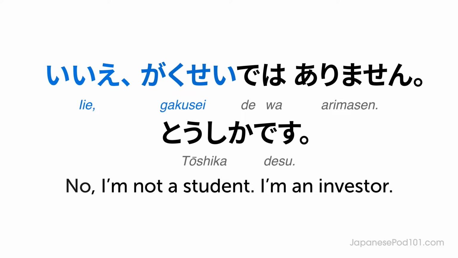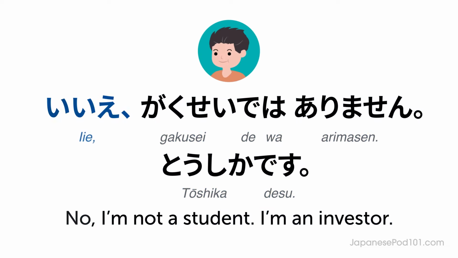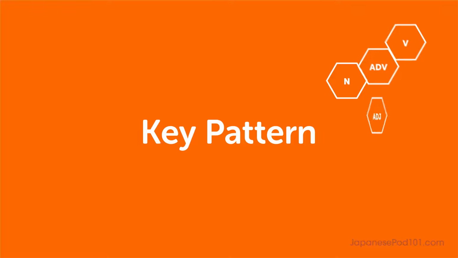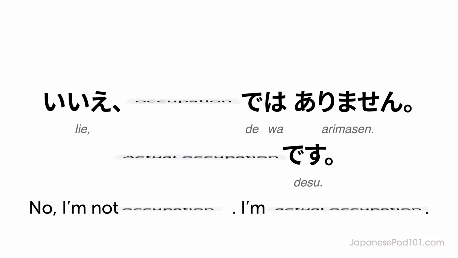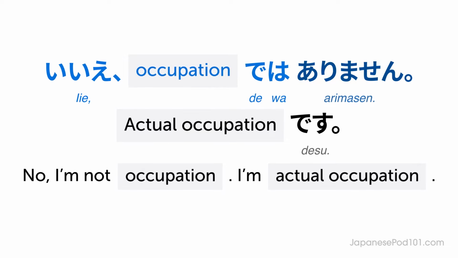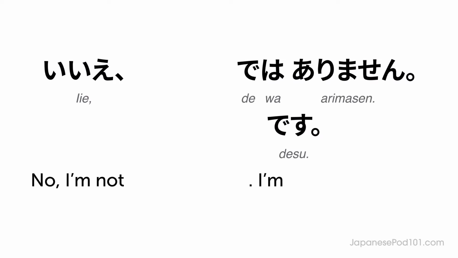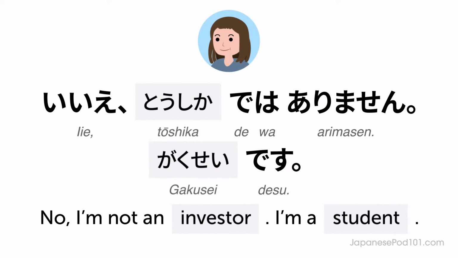Altogether, いいえ、学生ではありません。投資家です。 No, I'm not a student. I'm an investor. The pattern is いいえ、occupation ではありません。actual occupation です。 No, I'm not occupation. I'm actual occupation. Imagine you're Emma Egawa, a student. Ken asks you if you're an investor. Say, no, I'm not an investor. I'm a student. Ready?